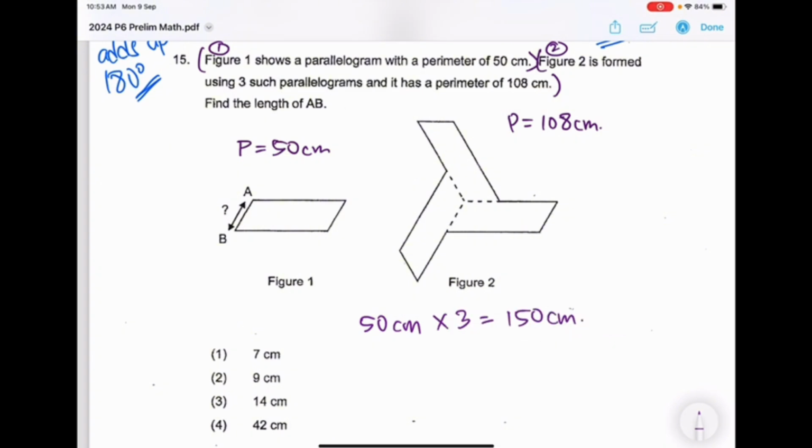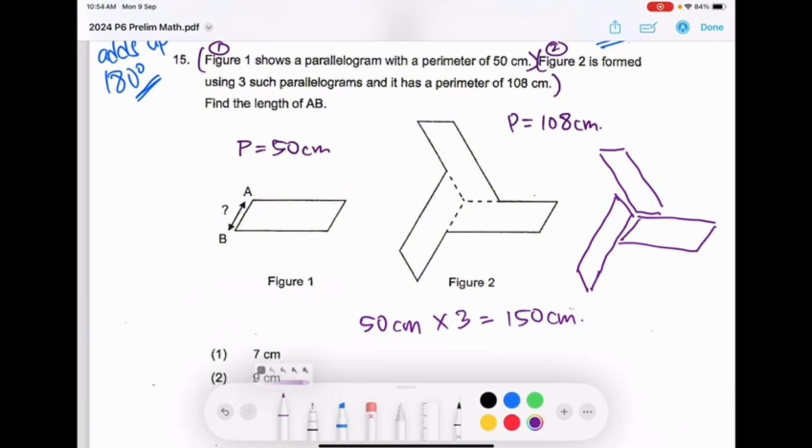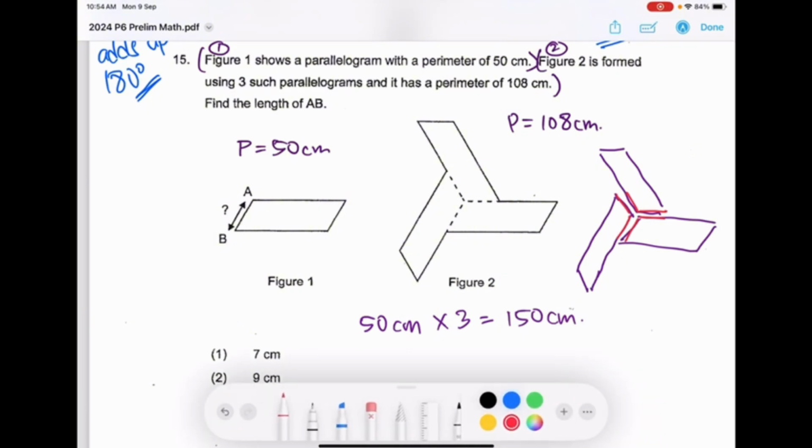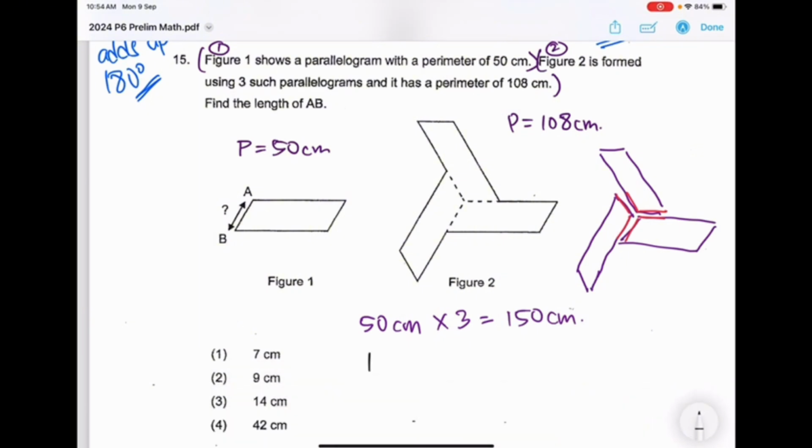When I have 3 of figure 1, I'm just going to draw it right here. I'm going to have this figure over here. And you realize the only difference between figure 2 and this 3 times of figure 1 is 2 times of this, 4 times of this, 6 times of this. So what I'm going to do is just subtract them. I will have 150 cm, which is 3 times of figure 1, minus the perimeter of figure 2, which is 108 cm, and that would give me 42 cm.